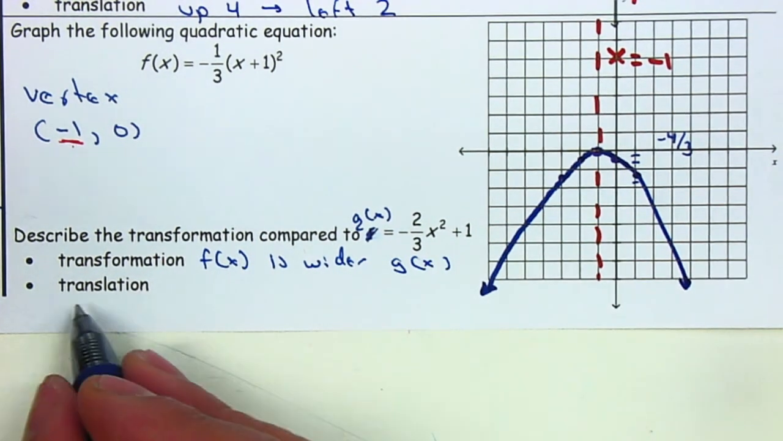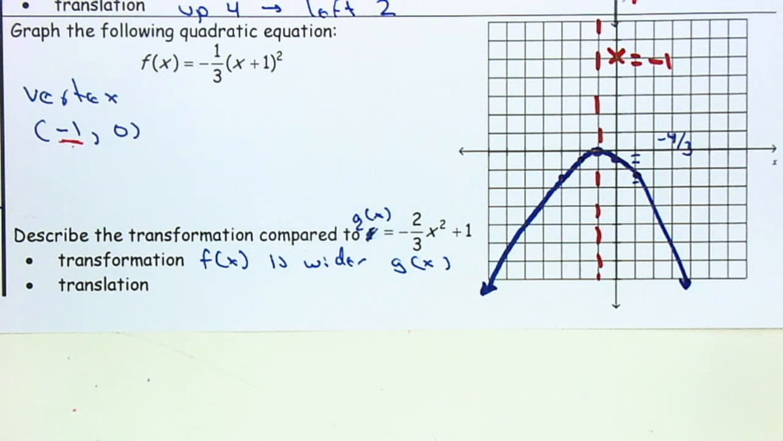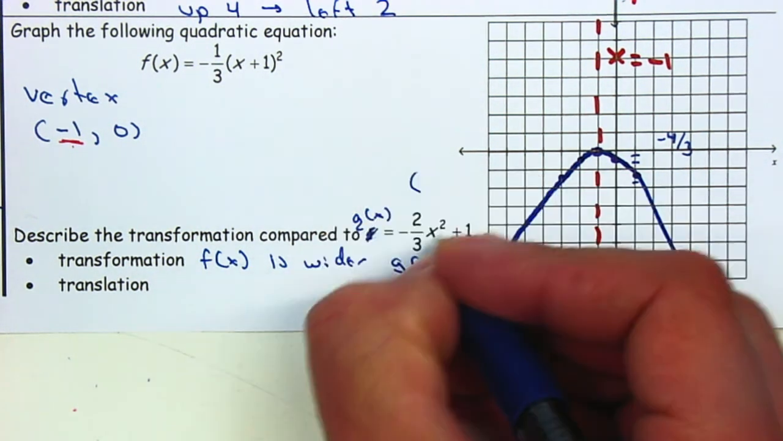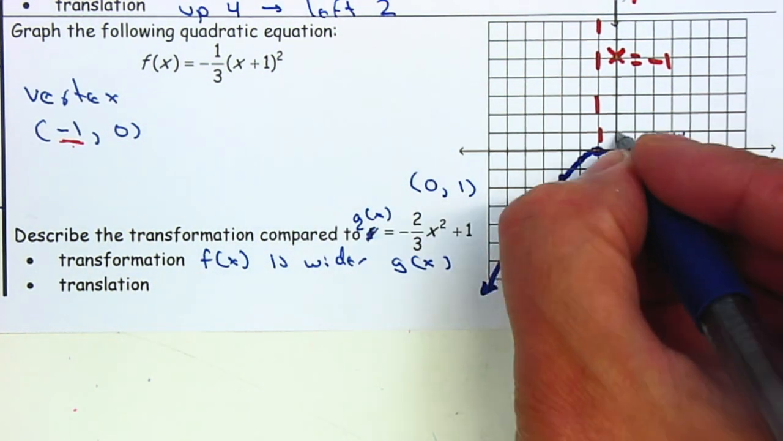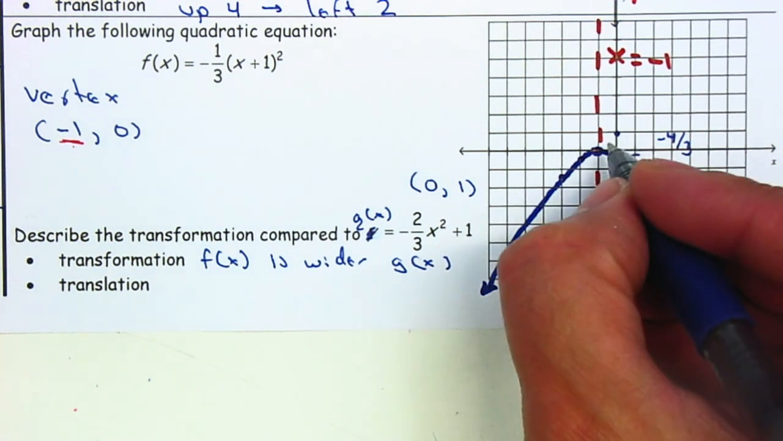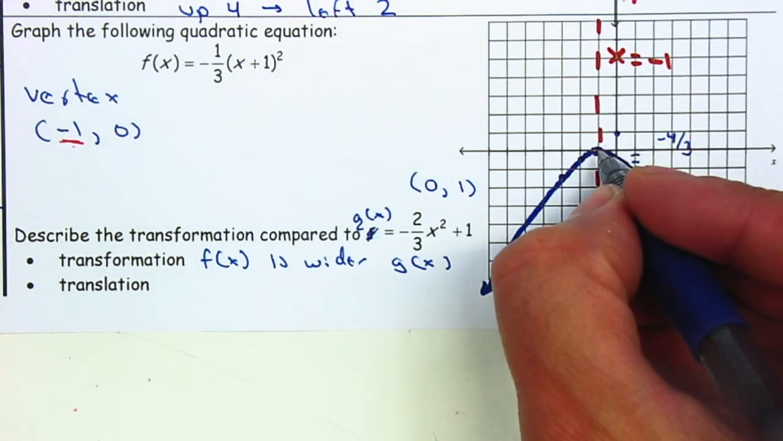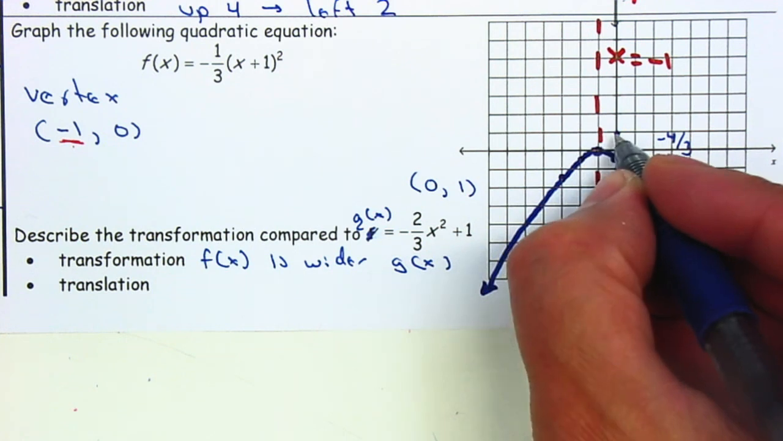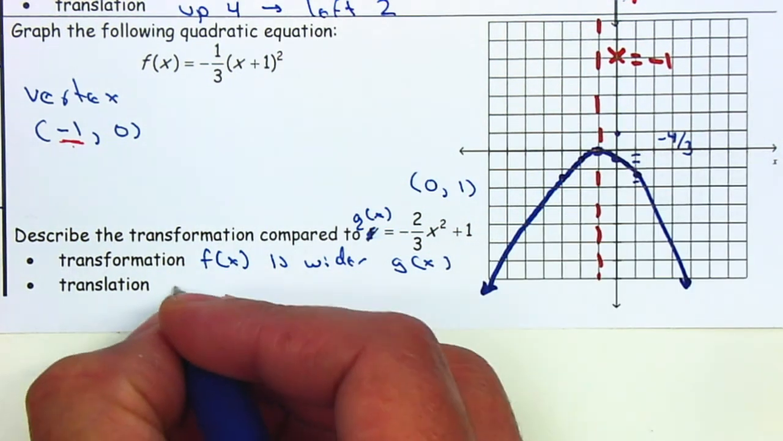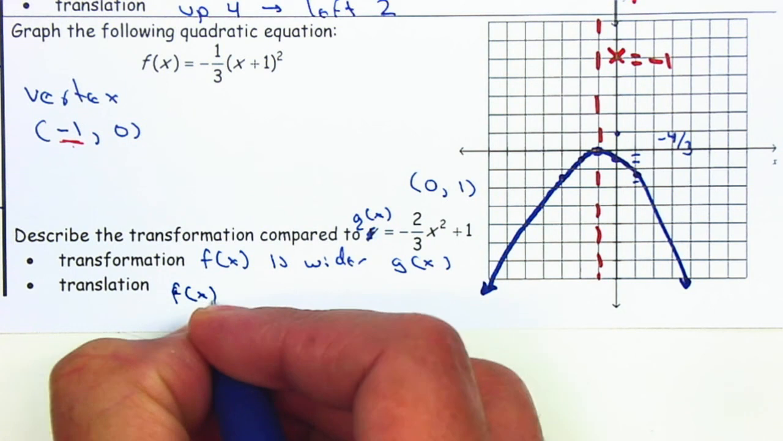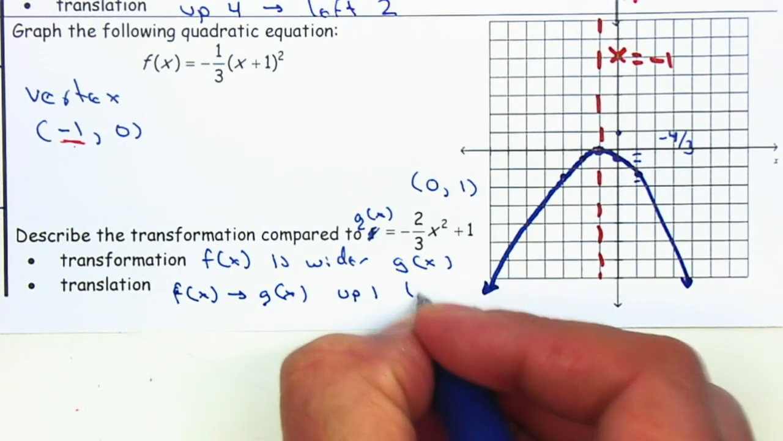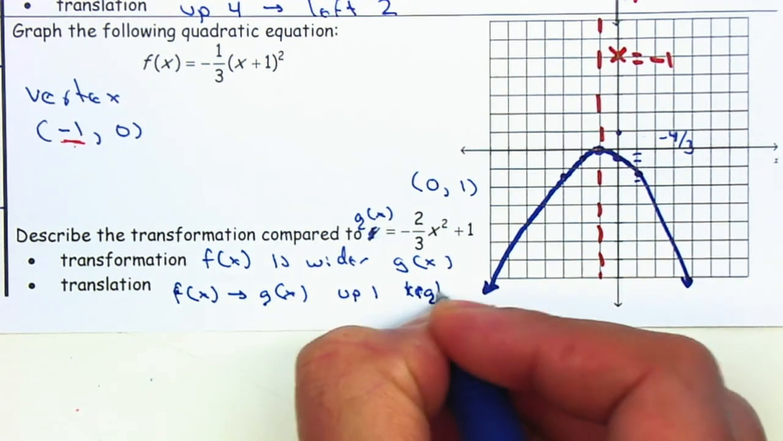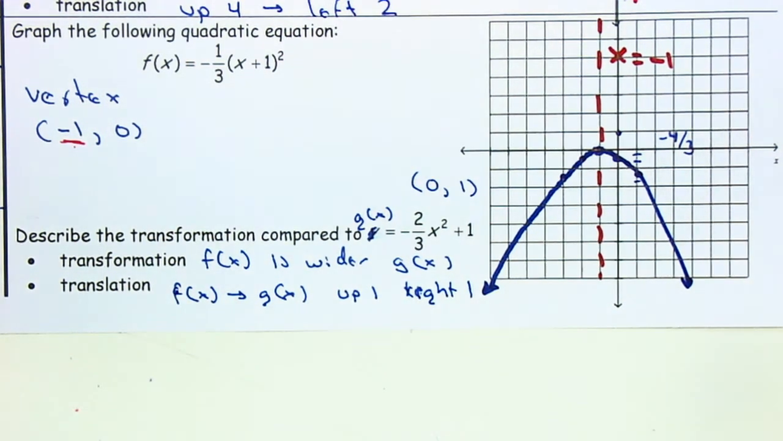We also need to compare the translation. So let me find the vertex. The vertex for this, there's no h, so it'll be 0, 1. 0, 1 is here. So I'm going to go from f of x to g of x, so I'm going to go up 1 and to the right 1. So from f of x to g of x will be up 1 and right 1. And that'll be our translation.